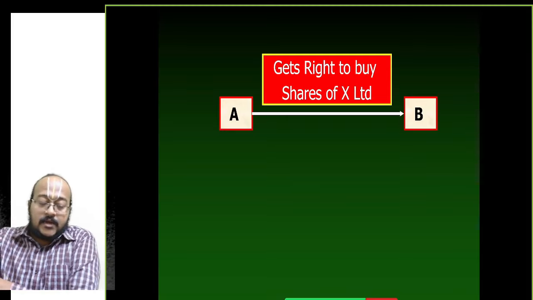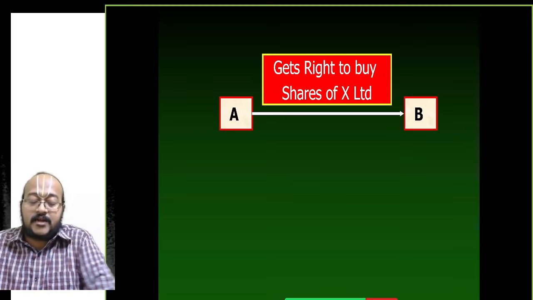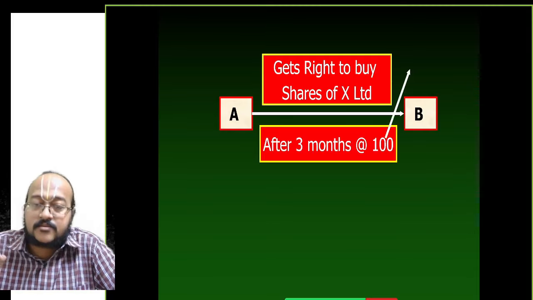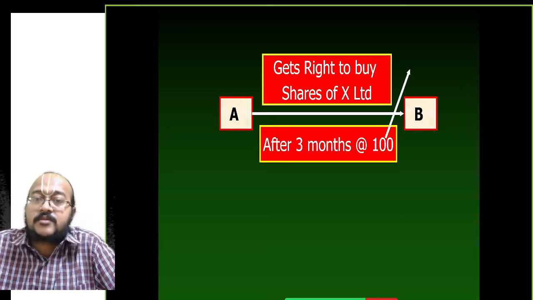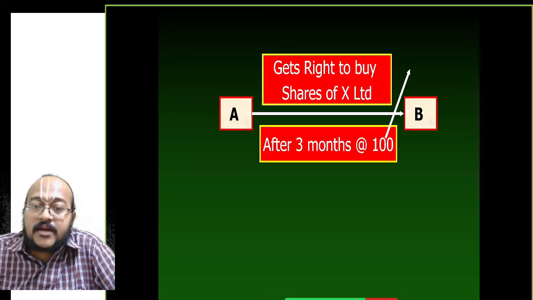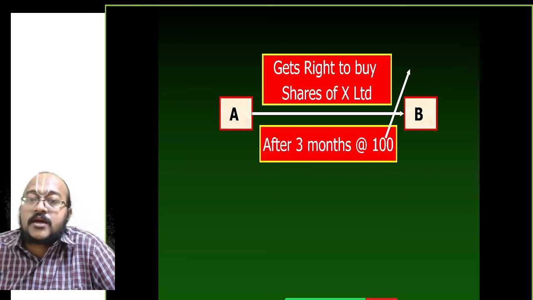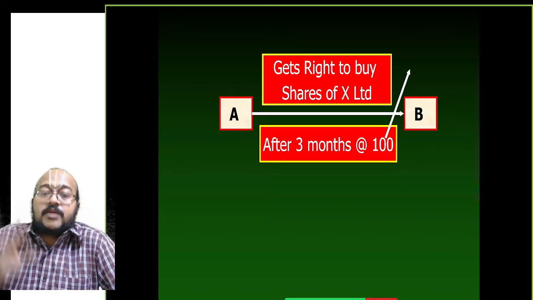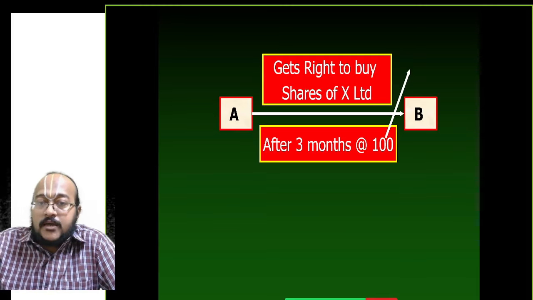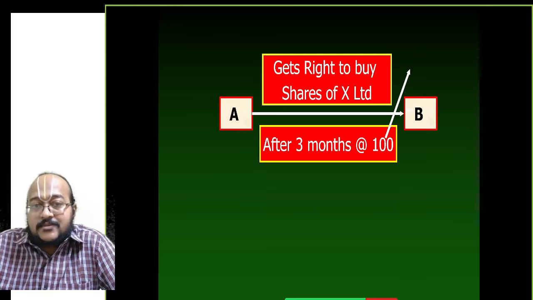Okay, see here. A has the right to buy the shares of X Limited, for which after 3 months, the maturity period is 3 months. Which means, tell me children, today he wants to buy the shares or tomorrow he wants to buy the shares? Tomorrow he wants to buy the shares. But for that, he wants to agree the price today itself.